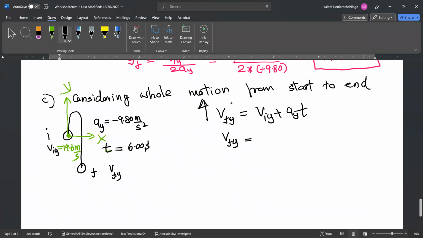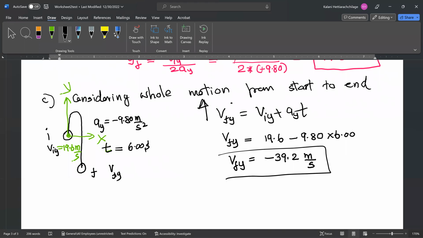V initial Y is the initial number in the positive direction, 19.6. And acceleration is in the negative direction, because of that I have negative there, 9.80. And time is 6 seconds. So now V final Y, plug it into the calculator. You're going to get a negative number, which is 39.2 meters per second, as we expected, because the ball is going downward at the end.